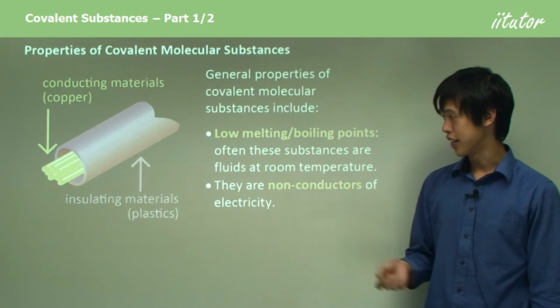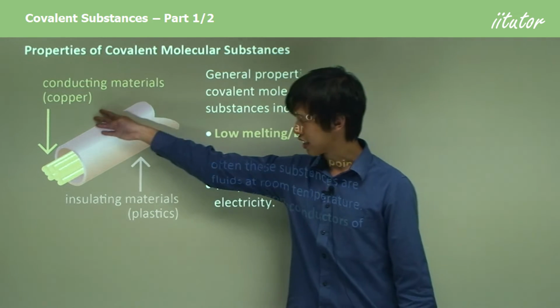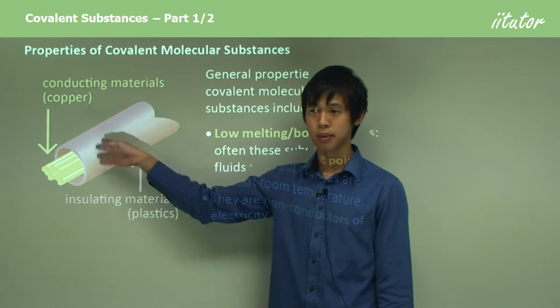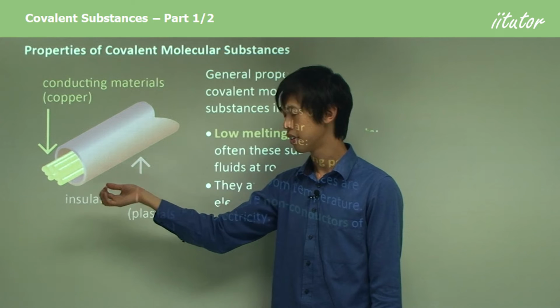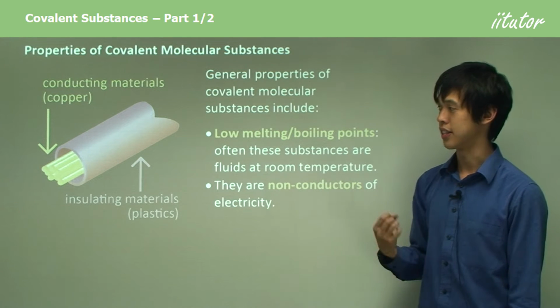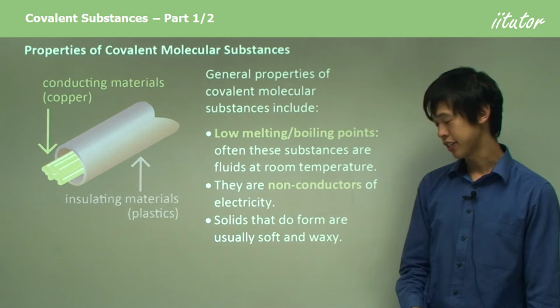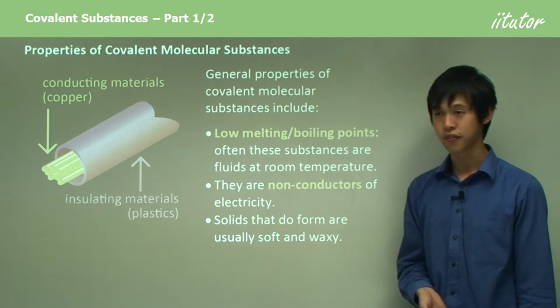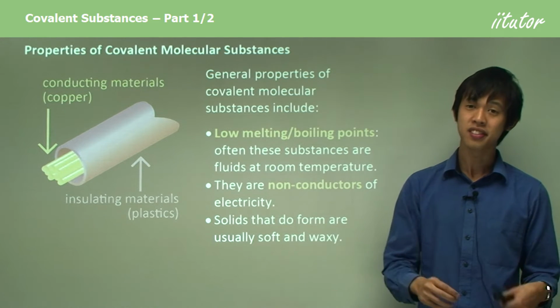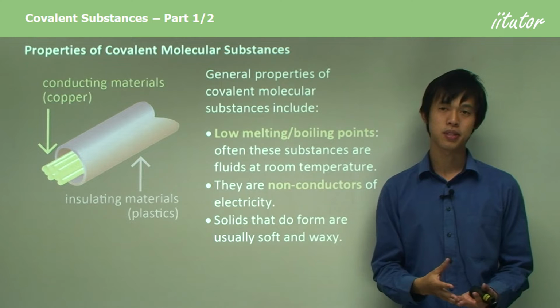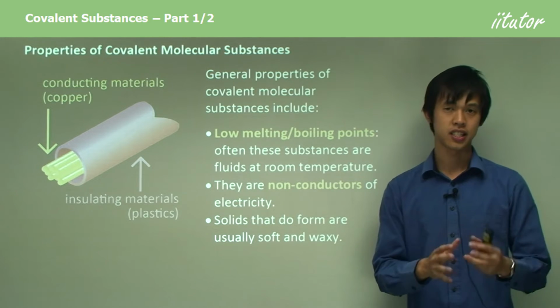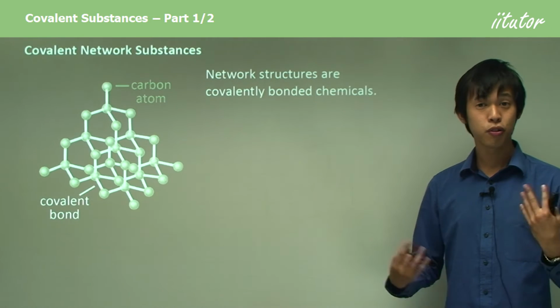They're often non-conductors of electricity. So here you see that on the outside, you've got a covalent molecular substance, and on the inside, you've got a metal. And the covalent molecular substance is an insulator. So it stops electricity from getting out and shocking you. Now, solids that do form are usually soft and waxy. Wax, for instance, is a covalent molecular substance, and they're often soft, easy and very pliable.